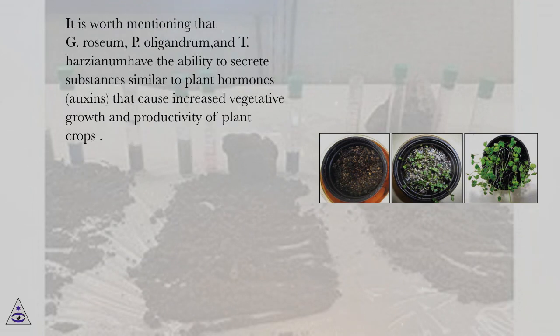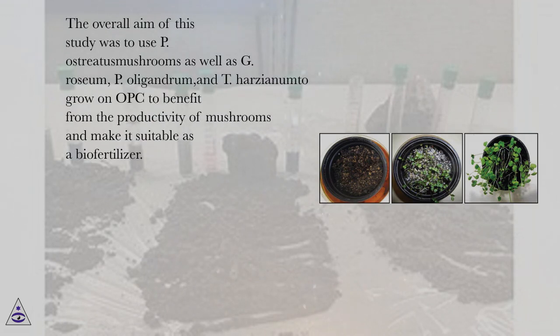It is worth mentioning that G. roseum, P. oligandrum, and T. harzianum have the ability to secrete substances similar to plant hormones, auxins, that cause increased vegetative growth and productivity of plant crops. The overall aim of this study was to use P. ostreatus mushrooms as well as G. roseum, P. oligandrum, and T. harzianum to grow on OPC to benefit from the productivity of mushrooms and make it suitable as a biofertilizer.